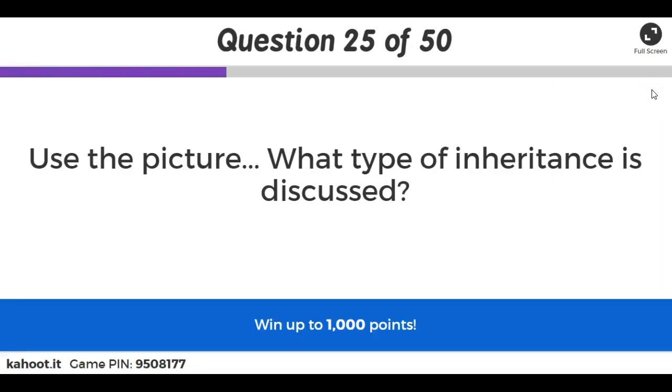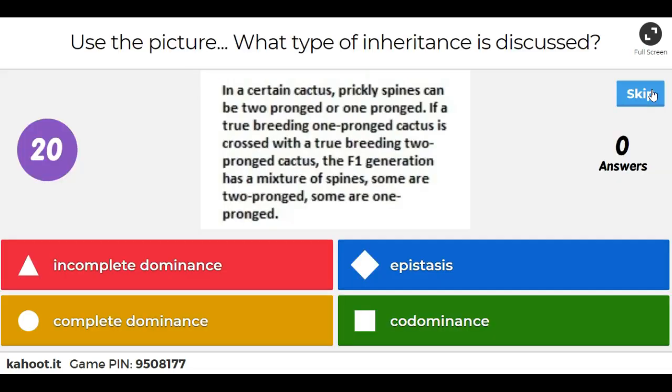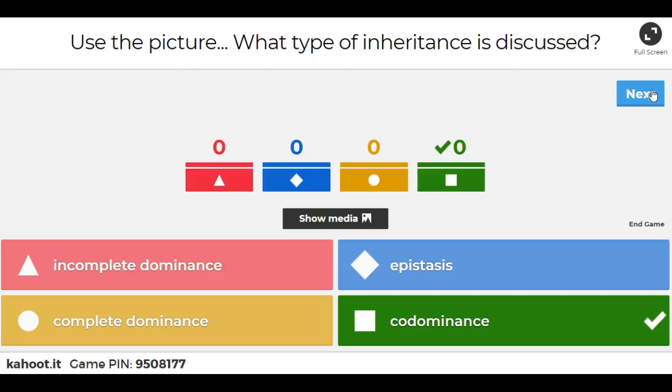All right, based on the picture, what kind of inheritance is discussed? So this is codominance. If we see both of the characteristics show up in the offspring, then it means it is codominant. This is a codominant trait.